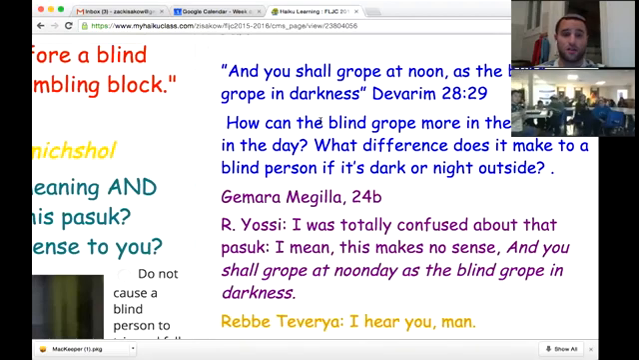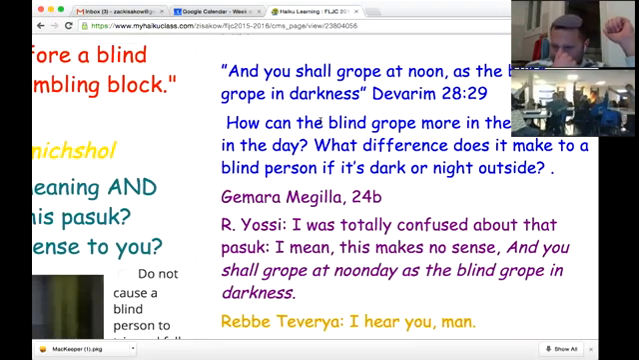Continue reading, please, Jason. How can the blind grope more in the dark than in the day? What difference does it make to a blind person if it's dark or not outside? Right. So do you understand the question? Don't focus so much on the words of the verse, but it basically talks about the blind person grabbing something at noon or at night. Who cares? For a blind person, noon, night, morning, day, it's all the same because they're blind. Thumbs up if you understand the question, thumbs down if you don't.